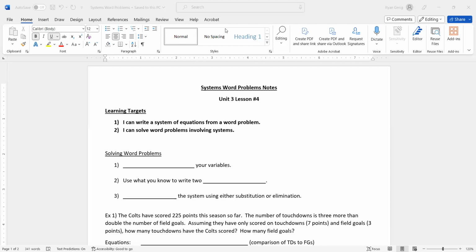Hello, Algebra, and welcome to lesson 4 of Unit 3. We are going to be doing some more stuff with systems. This time it's going to be word problems. So everybody's favorite, I know.